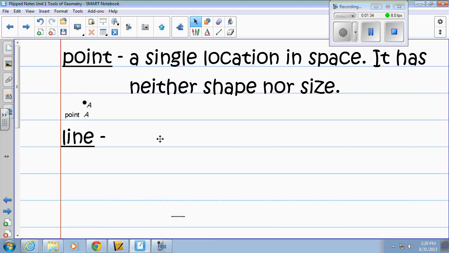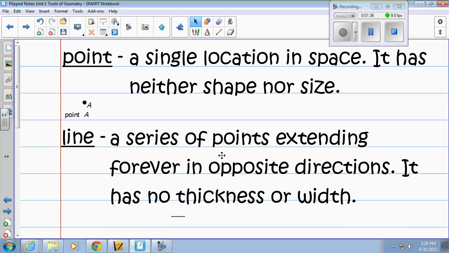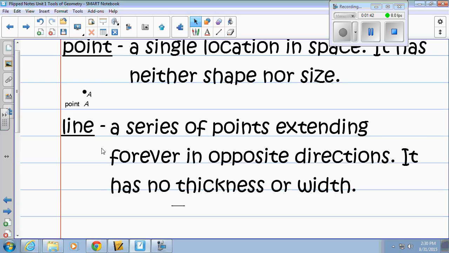A line is a series of points that extend forever in opposite directions. We don't think of a line as being a bunch of points, but it actually is. It's an infinite number of points so closely together that we don't see them as individual points, but as a single line. It has no thickness and no width. Another way to think about that is it has no height. It simply goes on forever.